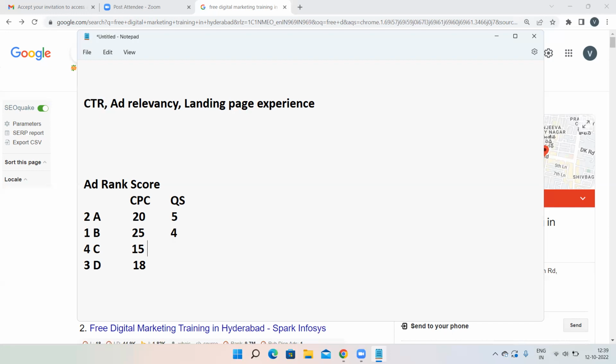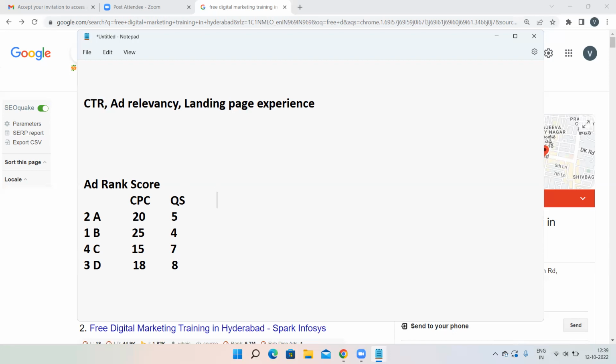And then let us assume the quality score of C is around 7. Maybe his ad relevancy and landing page experience are really good. Again, same thing for D. Maybe their ad relevancy and landing page experience are really good, and CTR also maybe average. So I'm giving the quality score as 8 for D. This is just an assumption, guys.